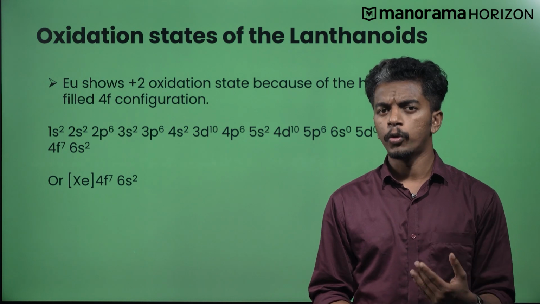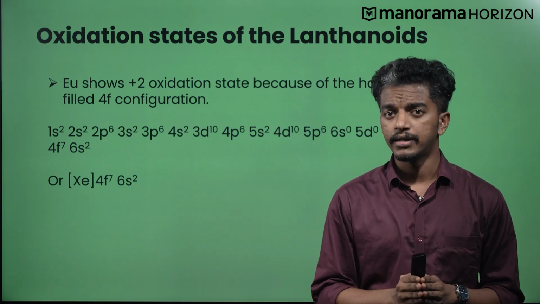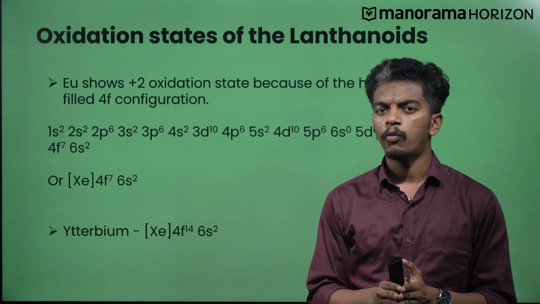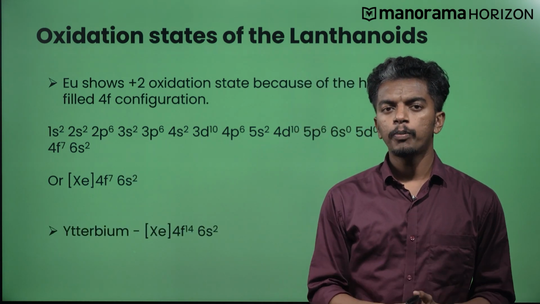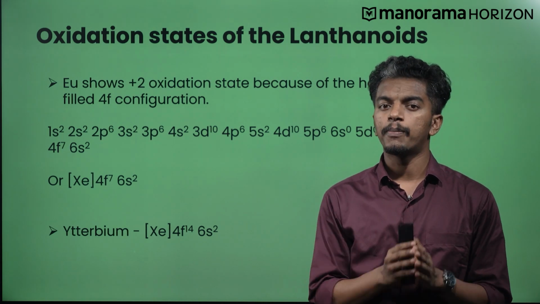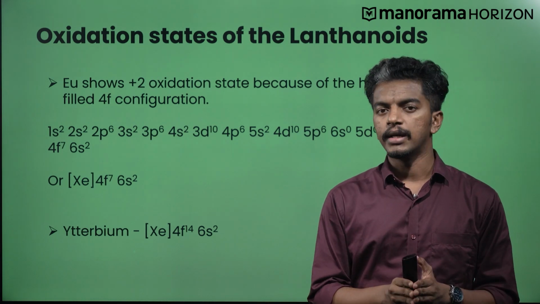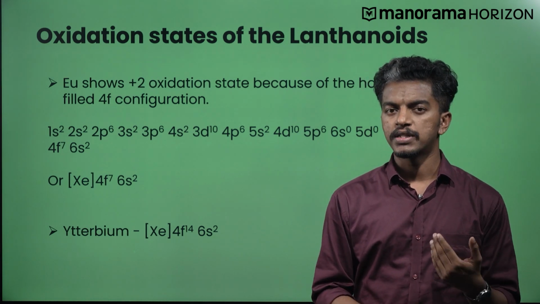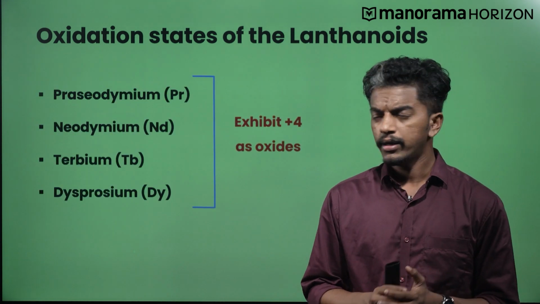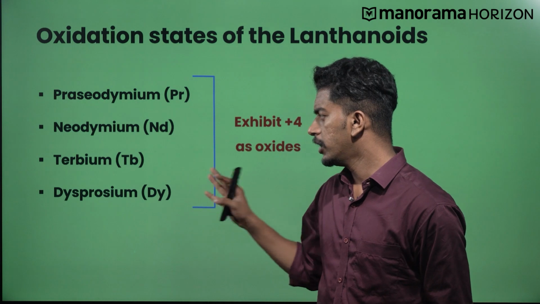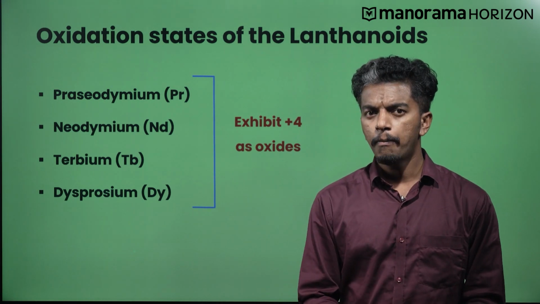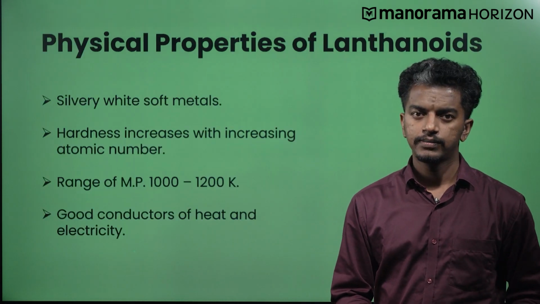Whereas, in the case of europium, it shows a +2 oxidation state because of the half-filled 4f configuration, as you can see here. However, one thing to note is that Eu2+ is a strong reducing agent, changing to the common +3 oxidation state. Similarly, Yb2+, which has an f14 configuration, also acts as a reductant. And praseodymium, neodymium, terbium, and dysprosium also exhibit the +4 state, but only in the case of their oxides.